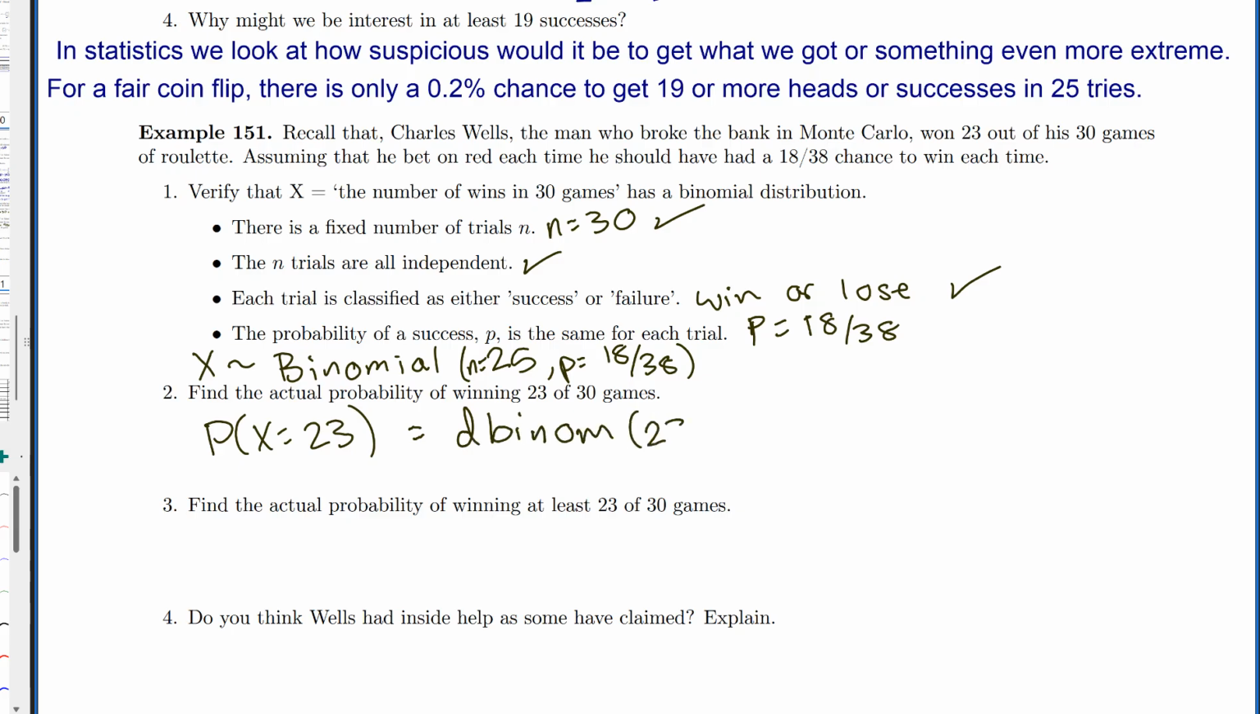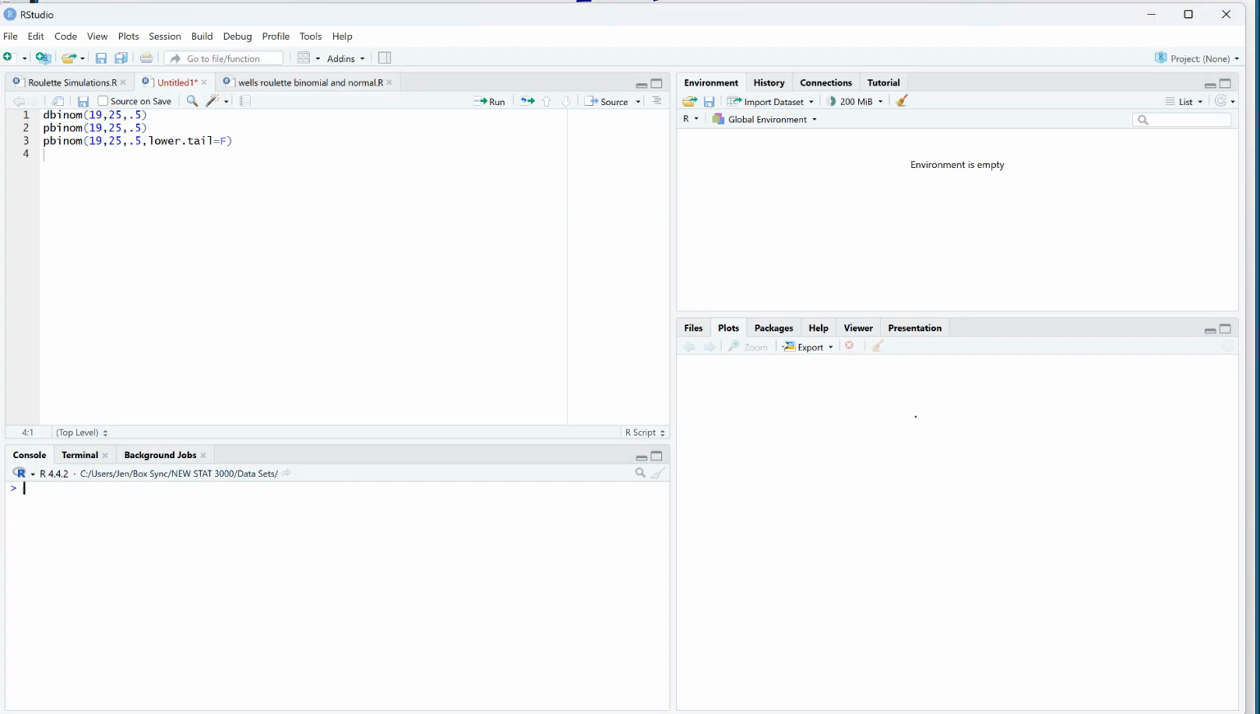We want to win 23 times out of 30 total. We have an 18 out of 38 chance to win. So you do the X value you're interested in, the N value, and then the P value when you plug it into R. So let's go put it into R and see what that gives me.